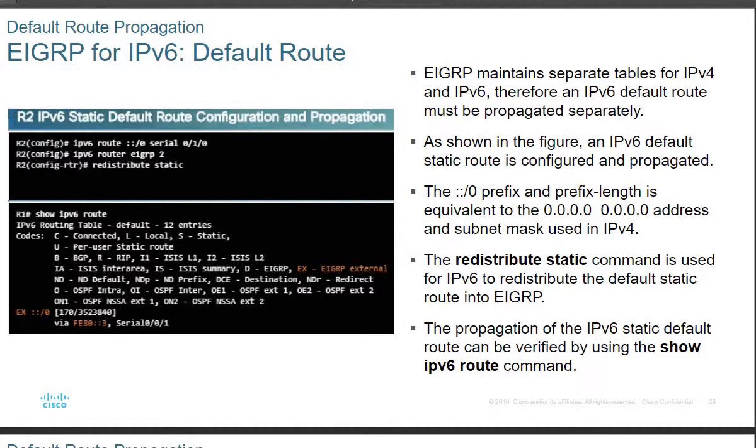The ::/0 prefix and prefix length is equivalent to the 0.0.0.0 address and 0.0.0.0 subnet mask used in IPv4. The redistribute static command is used for IPv6 to redistribute the default static route into EIGRP. The propagation of the IPv6 static default route can be verified by using the show ipv6 route command.